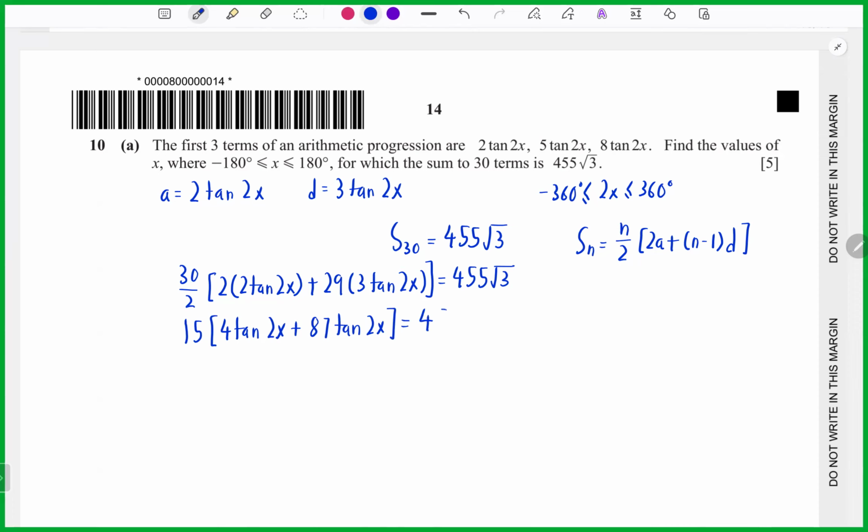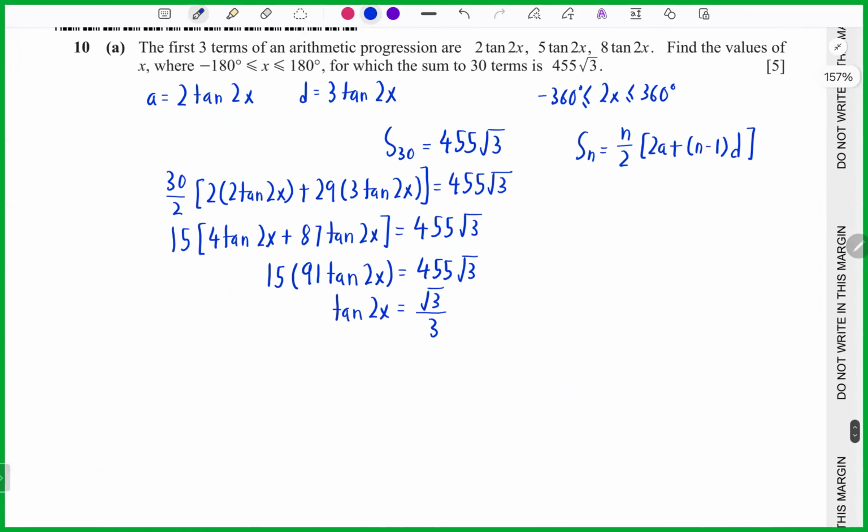equals 455 square root 3. So I can take 4 plus 36, so 13 over 2 bracket 40 tan 2x equals 455 square root 3. Tan 2x equals 455 over 13 multiplied by 40 times square root 3, you will get square root 3 over 3. Okay, so you already get this value, right?